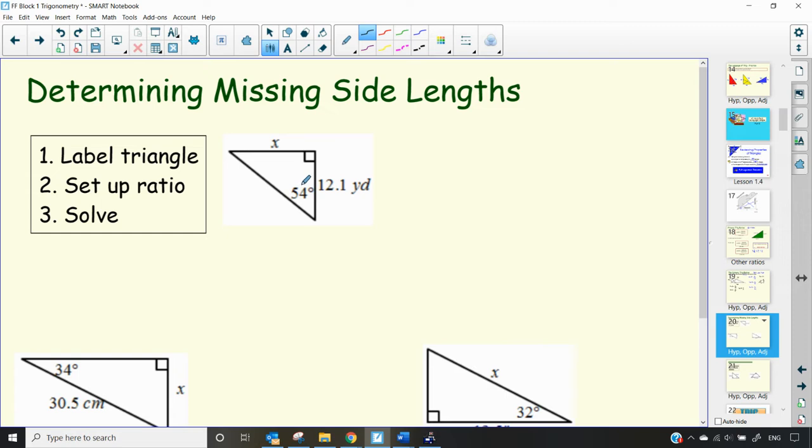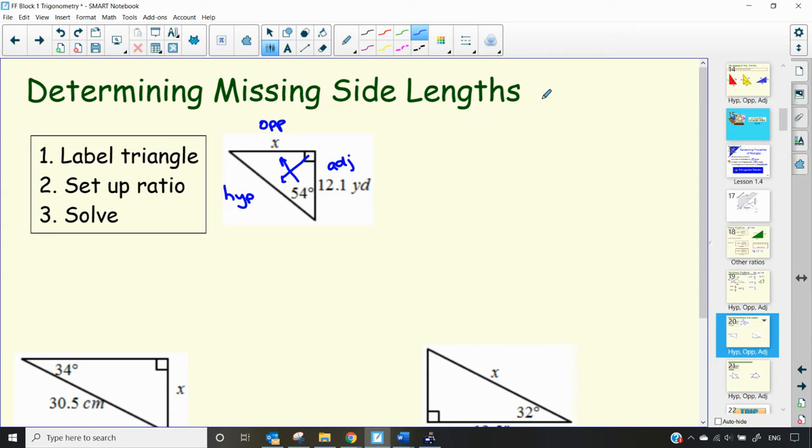So the first example, I have 54 degrees and I've got an x and a 12.1. So the first thing I'm going to do is label my triangle. And so I label based on my angle. So if this is 54 degrees, looking across the triangle, this is opposite. And looking across from 90, this is hypotenuse, and this is adjacent.